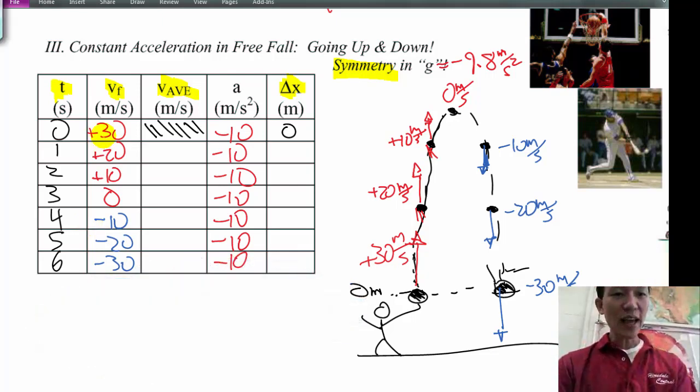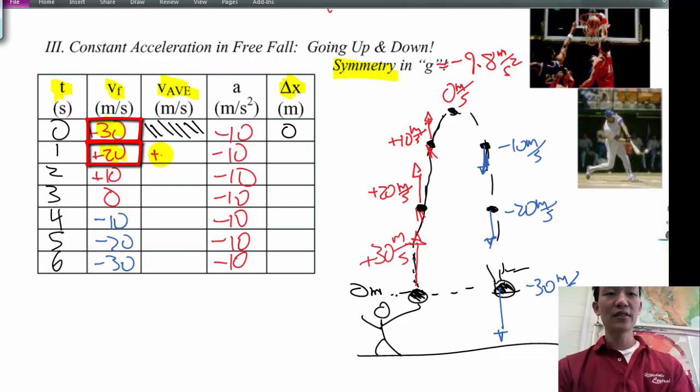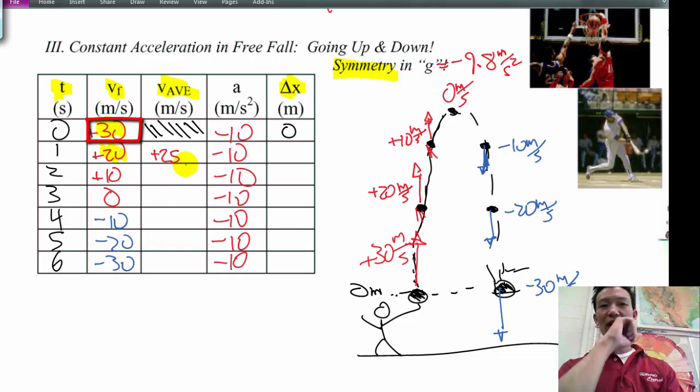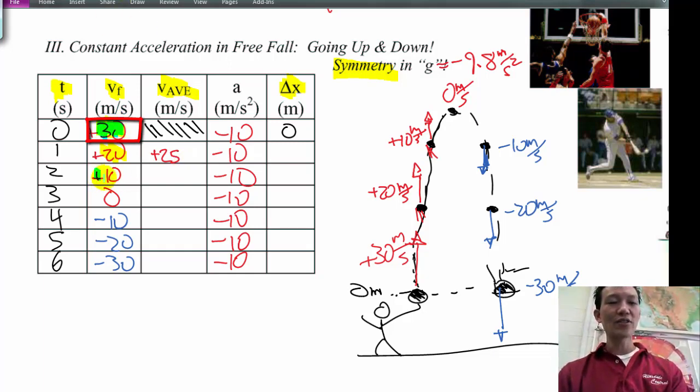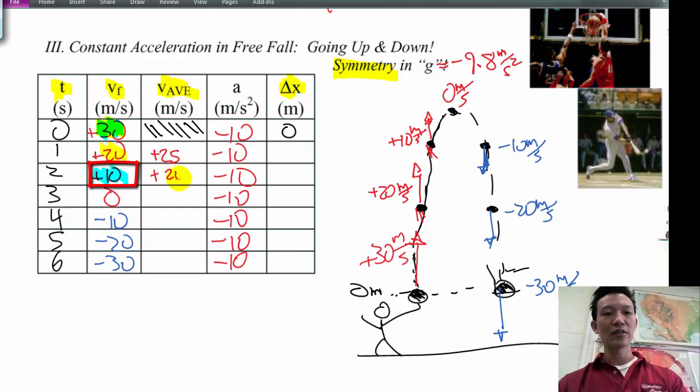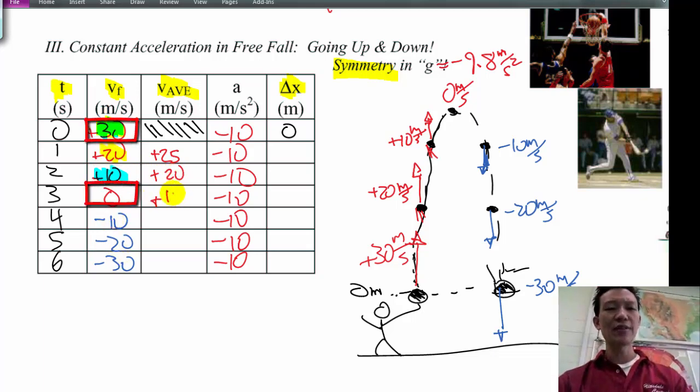Let's just do it. What's the average of 30 and 20 meters per second? We can do this, right? The average of 30 and 20 is simply, what's halfway in between? 25, right? 30 plus 20 is 50, divided by 2 is 25. How about after 2 seconds? What's the average velocity? Here's how you find it. You take the starting speed, 30, and then you add to it the ending speed, 10, and you divide by 2. 30 plus 10 is what? 40 over 2 is 20. How about after 3 seconds? The average velocity would be 15 meters per second.